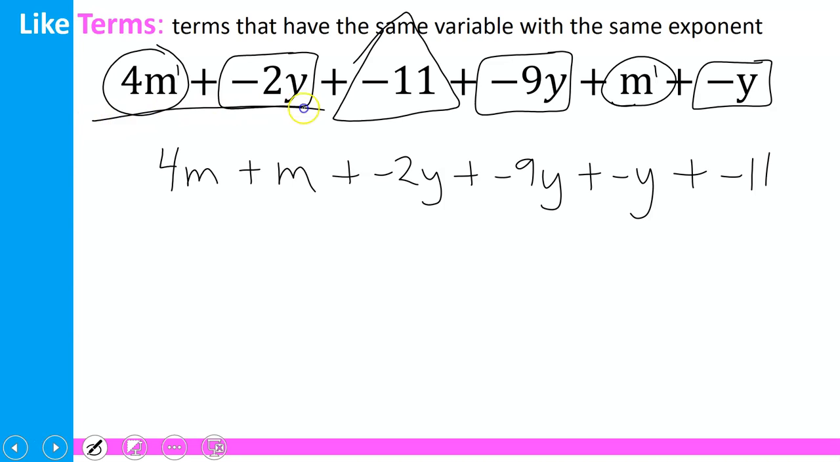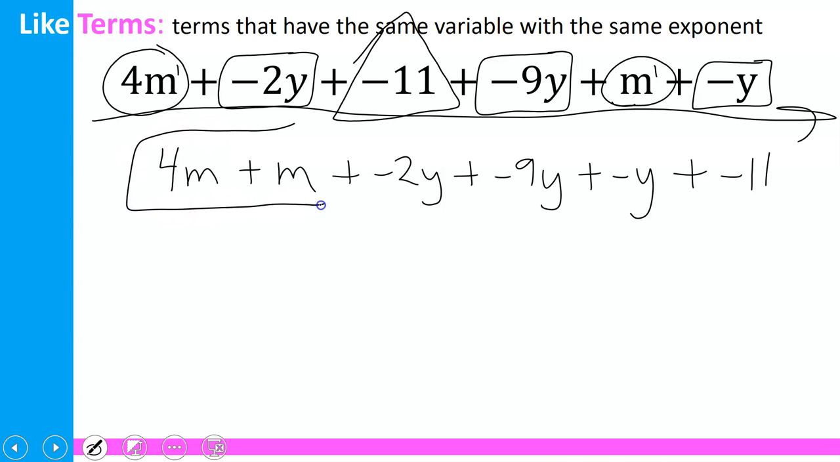And as you look across, you see that everything has a shape around it. So I made sure that I took care of every single term. And now I can start combining. You have to remember that when you see an m on its own, the coefficient is a 1. And we are focusing on combining the coefficients.